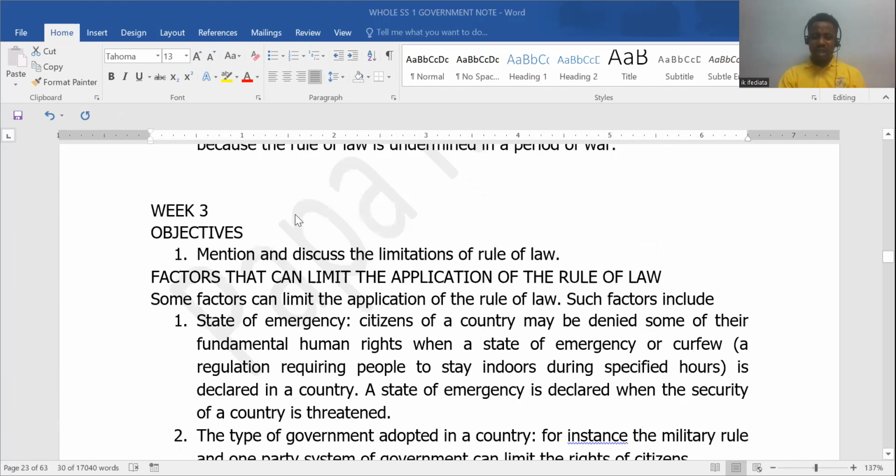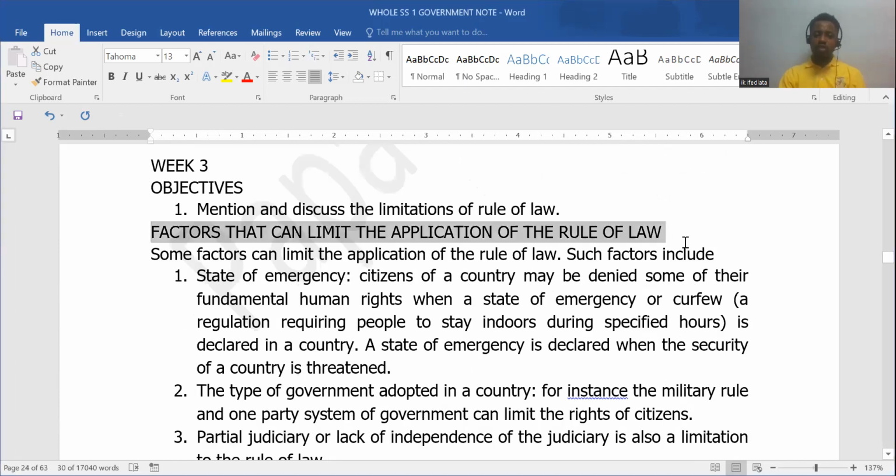Now, there are some factors that can also limit the application of the rule of law. Factors that can limit, number one, state of emergency. A nation can declare a state of emergency if there is a national tragedy so that they can put things in check. And when they do that, it can affect your right to move around, your freedom of speech. So they are trying to bypass that rule of law. They are trying to act above the law, right? In order to protect the populace. So that's why it's one of the factors that can limit the rule of law.